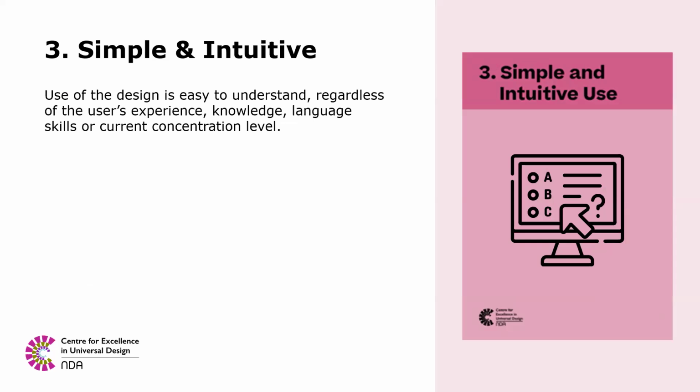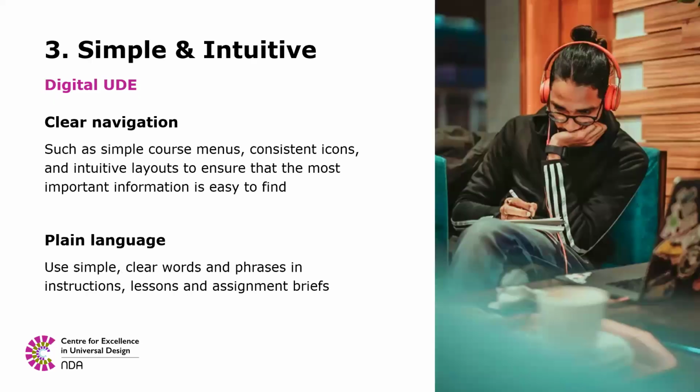Principle 3 is simple and intuitive use, and this means that the use of the design is easy to understand regardless of the user's experience, their knowledge, their language skills, or their current concentration level. An example of this principle for education is ensuring that navigation is clear by using simple course menus, for instance, and by using consistent icons and intuitive layouts to ensure that the most important information is easy to find. Also, by using plain language, so using simple, clear words and phrases in instructions, lessons, assignment briefs, and all communication with students.